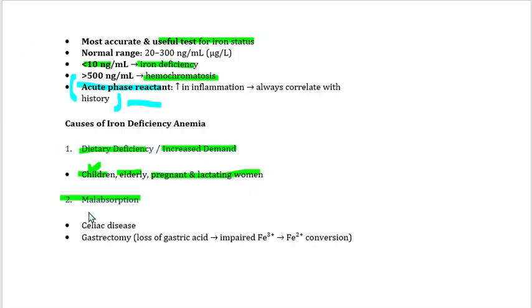Number two is malabsorption. If there is celiac disease, it affects the duodenum and iron will not be absorbed. Similarly, if there is a gastrectomy, the loss of gastric acid impairs the conversion of the oxidized form to the reduced form, so iron will not be absorbed and it will lead to iron deficiency.